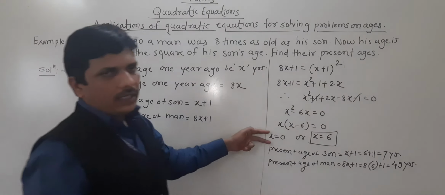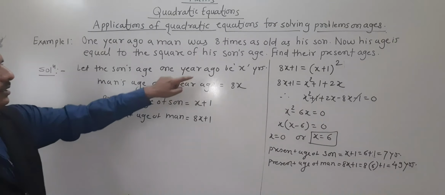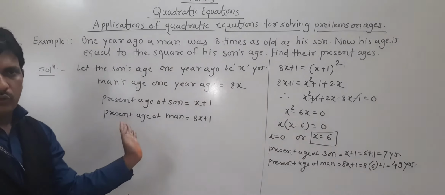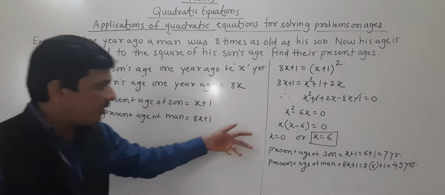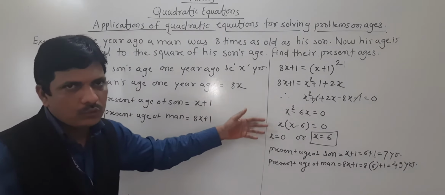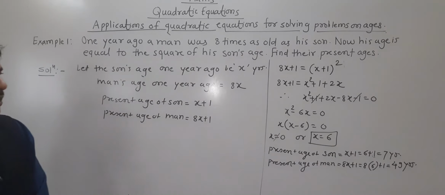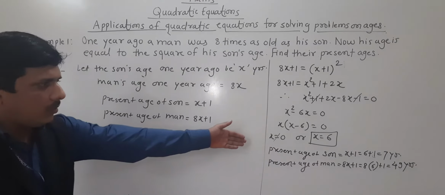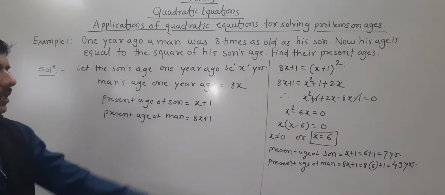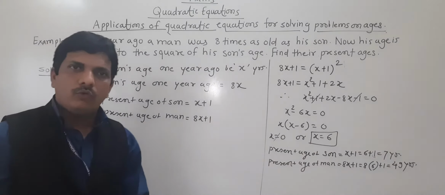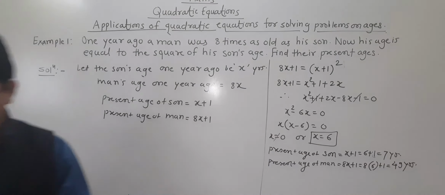We can't consider 0 because x is the age 1 year before, and 1 year before definitely the age cannot be 0. Understood? So this we cannot consider. By taking x is equal to 6, we got the present age of son is 7 years and the present age of man is 49 years.